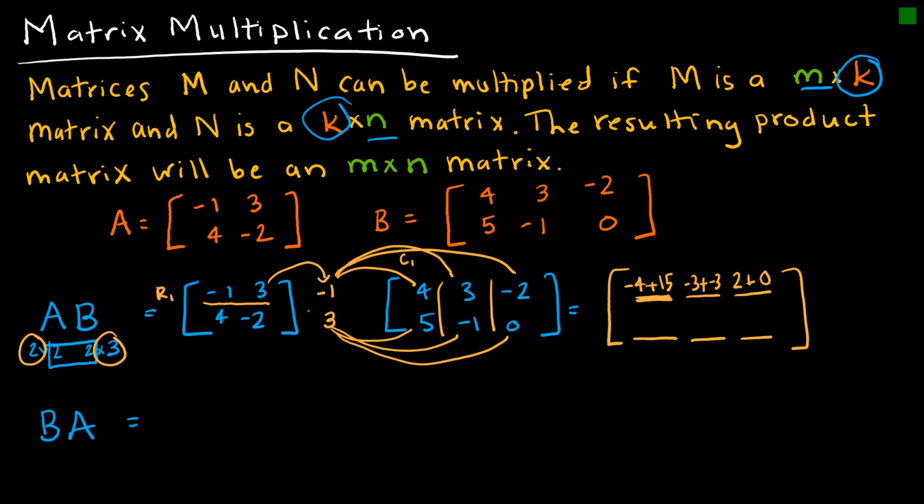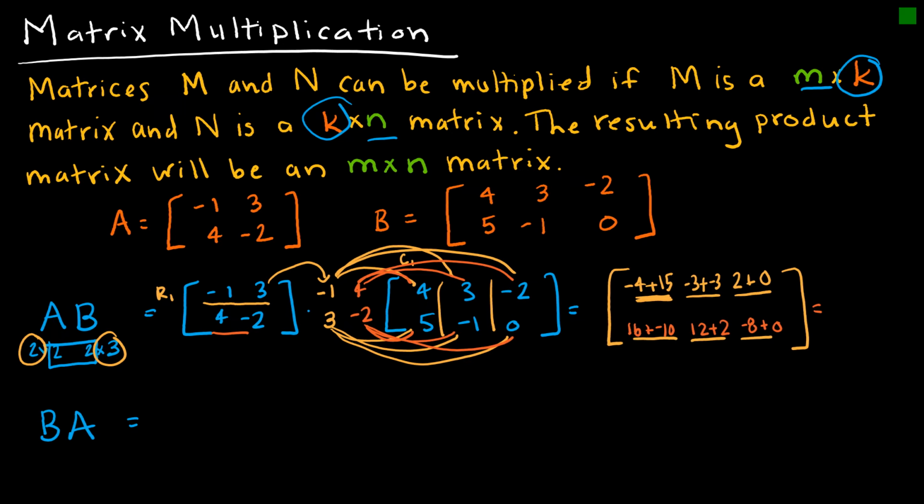So now I'm taking 4, negative 2, and I'm going to do the same thing and then put it on that second row. So 4 times 4 is 16. Negative 2 times 5 is negative 10. 4 times 3 is 12. Negative 2 times negative 1 is 2. 4 times negative 2 is negative 8. Negative 2 times 0 is 0.